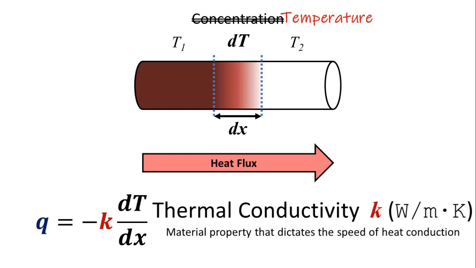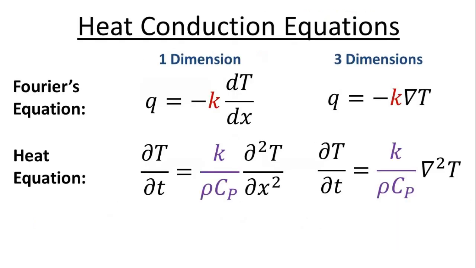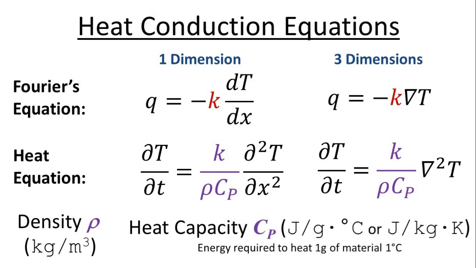The conduction equation is analogous to Fick's first law, and there is a heat conduction analog to the second law as well, called the heat equation or the energy equation. Here, rho is the density of the material, and C is called the heat capacity. The heat capacity is another material property that tells you how much energy it takes to heat up 1 gram of stuff 1 degree Celsius or Kelvin. Basically how much thermal energy a material can store for its weight.